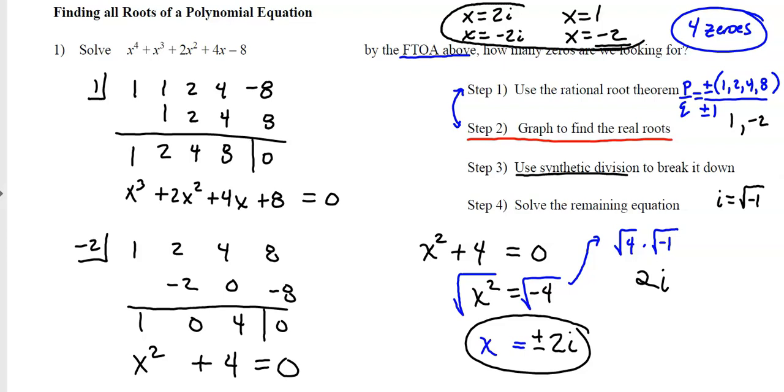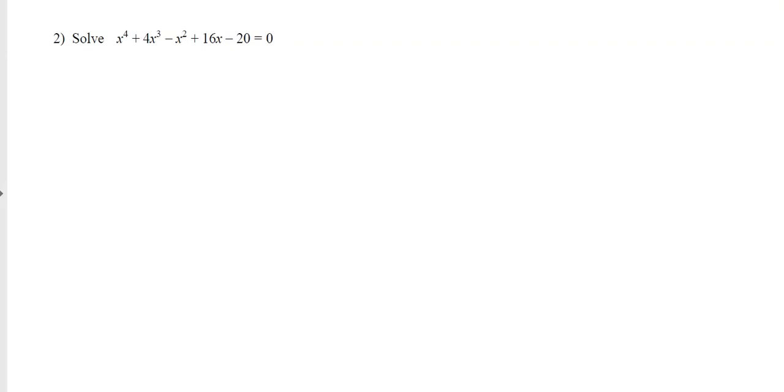And I now have all 4 zeros accounted for. 2 are rational, and then 2 are complex or imaginary. We have imaginary numbers in there. All right. Come down, another example.